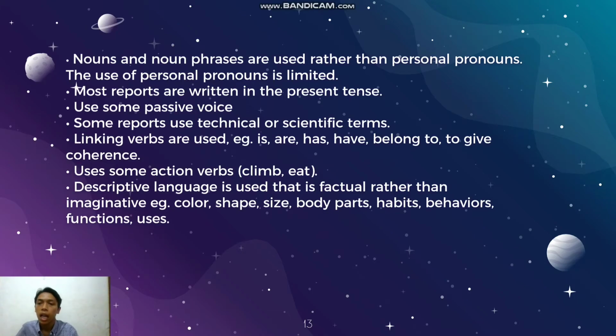Next, we'll be talking about the language features of report text, or the language used in report text. First, nouns and noun phrases are used rather than personal pronouns. The use of personal pronouns is limited, because report text is talking about something, not about ourselves. Next, most reports are written in the present tense because report text describes something happening right now, not in the past. Then some passive voice is used, and some reports use technical or scientific terms.